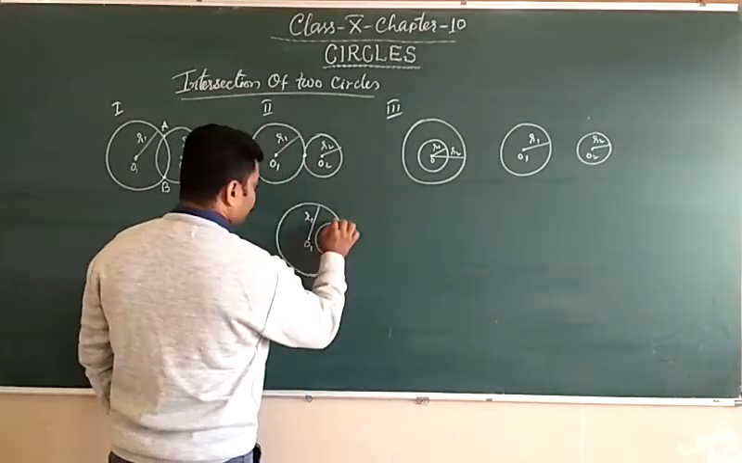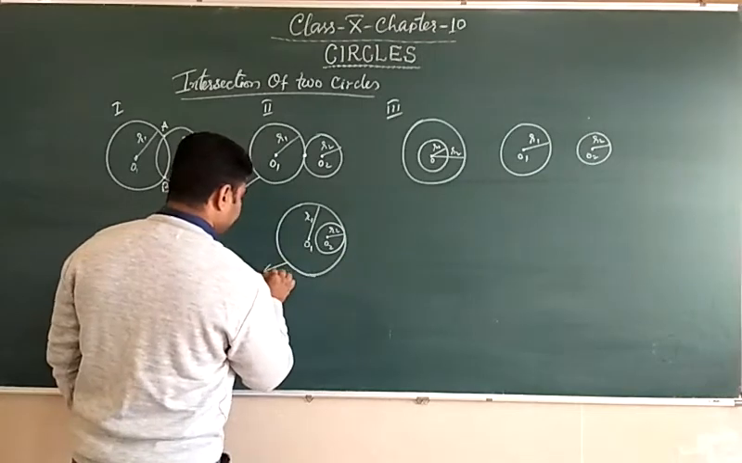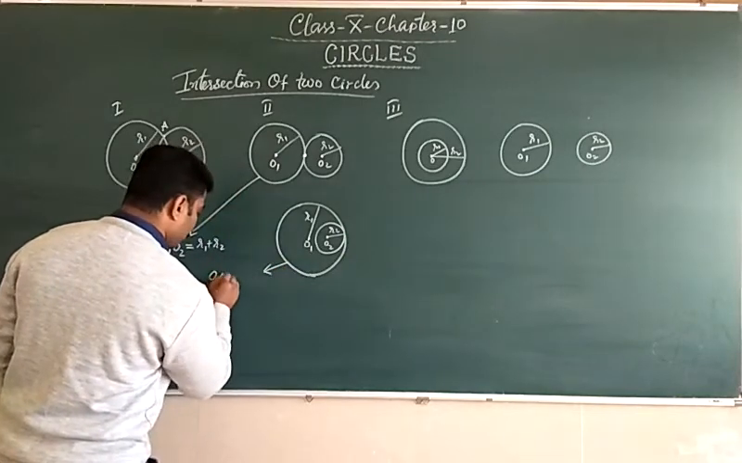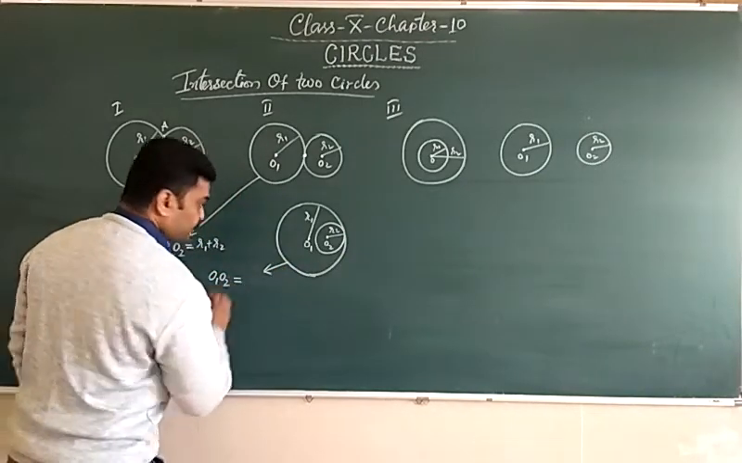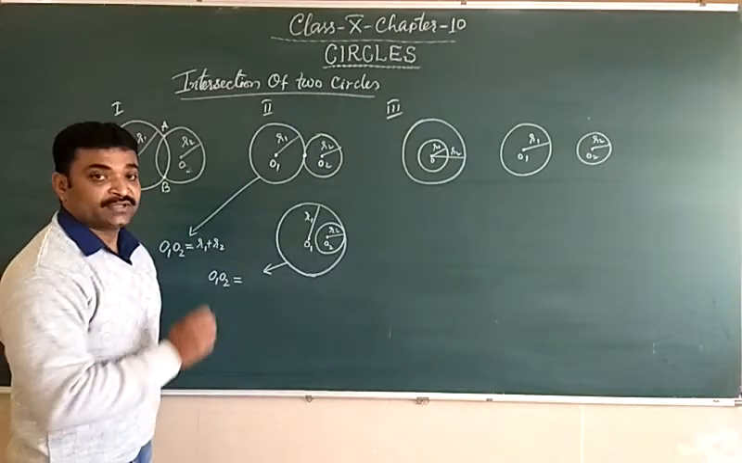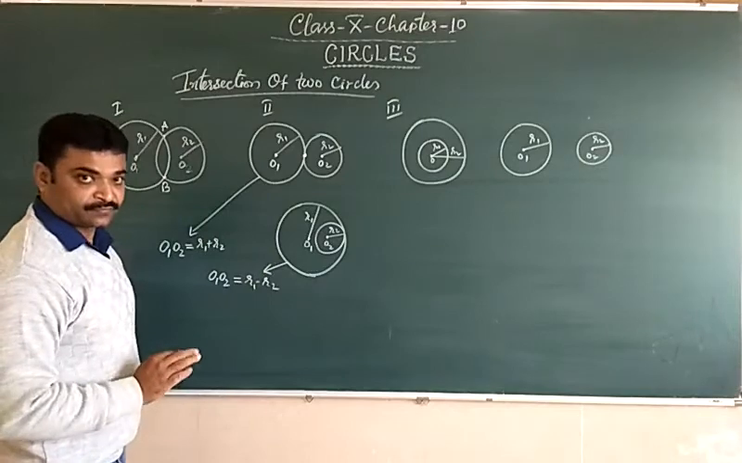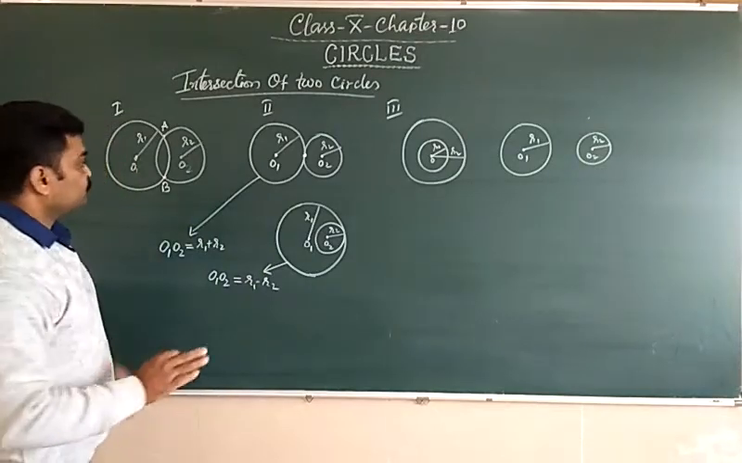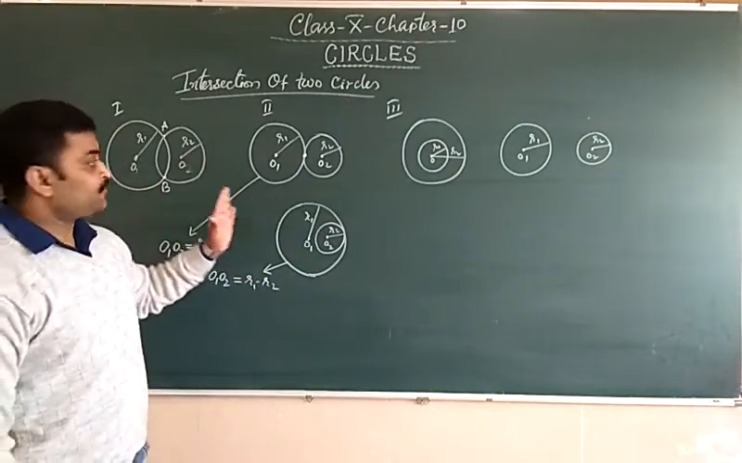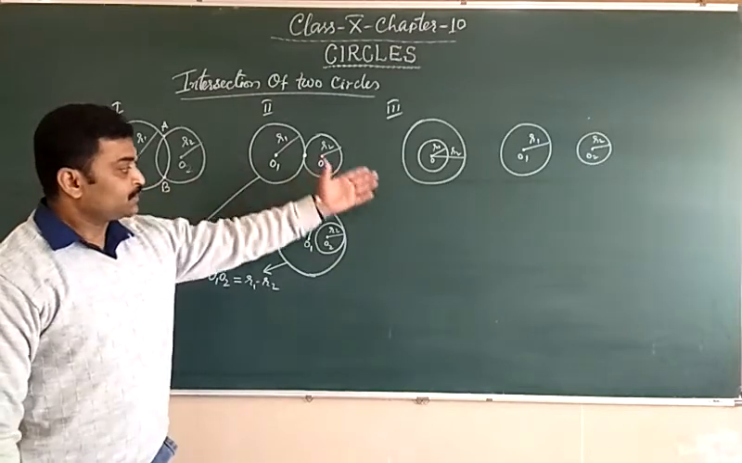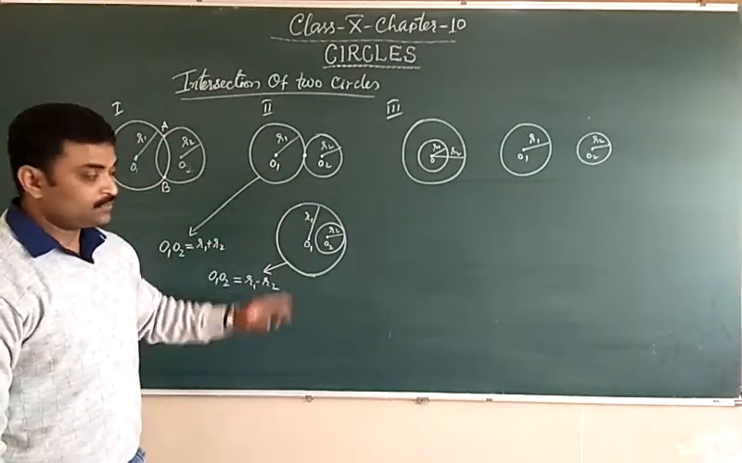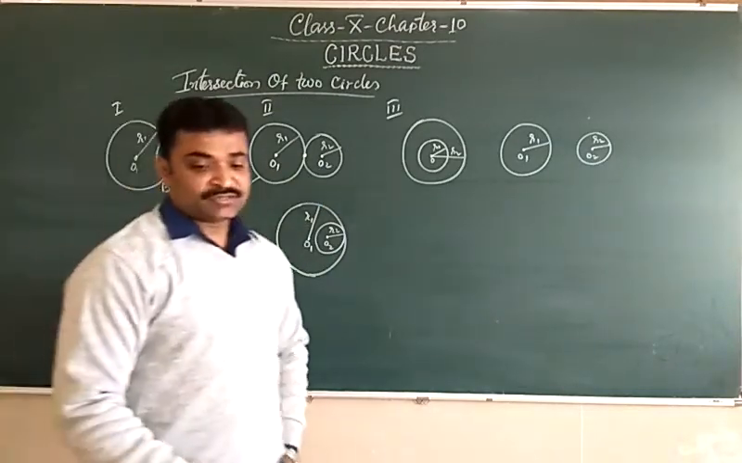what do we have? The distance O1O2 is equal to the difference of their radii, R1 minus R2. Clear? So intersection of two circles can happen in these ways. Clear? Okay. Now students, one more thing.